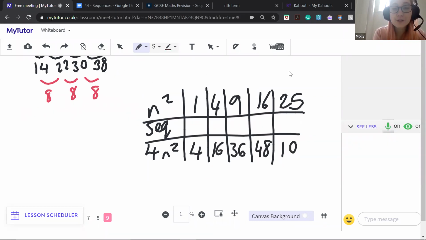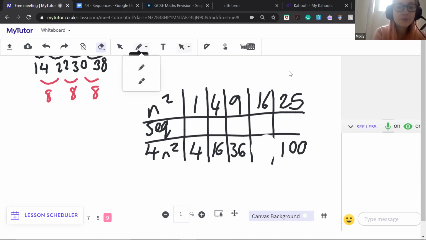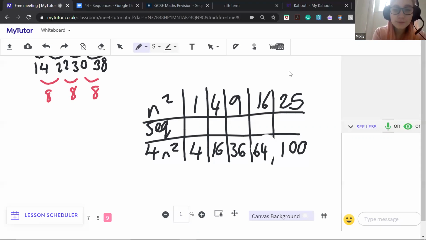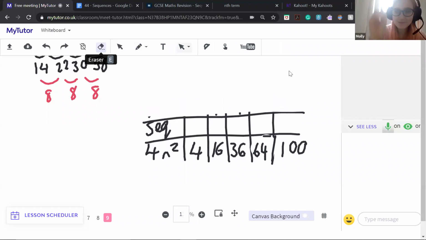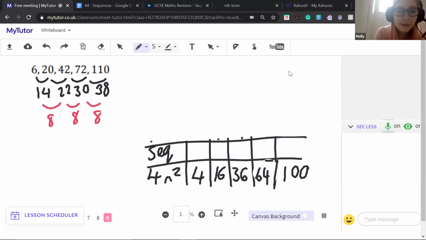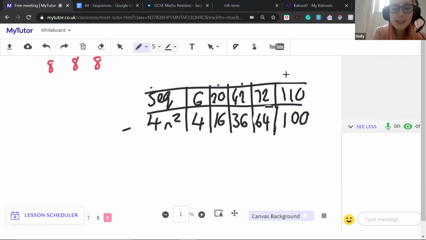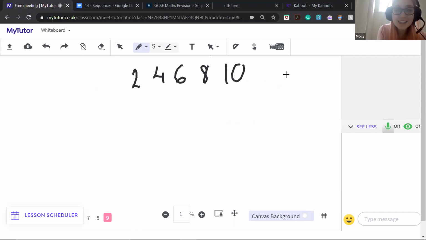8 and 100. That is not 16 times 4, that's 16 times 3. 64. And then we get rid of that first row or ignore it. Fill in the sequence that we have. So 6, 20, 42, 72, 110. Let's do our subtraction. 6 minus 4 is 2. 20 minus 16 is 4. 42 minus 36 is 6. 8, 10. Perfect. Now we've got our new linear sequence.